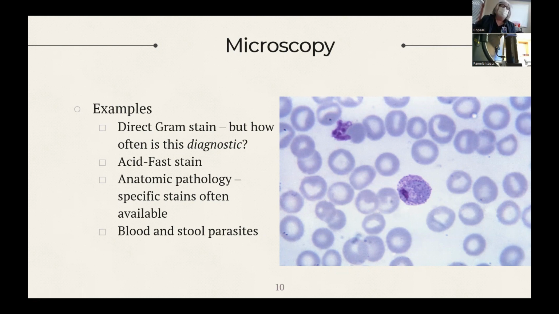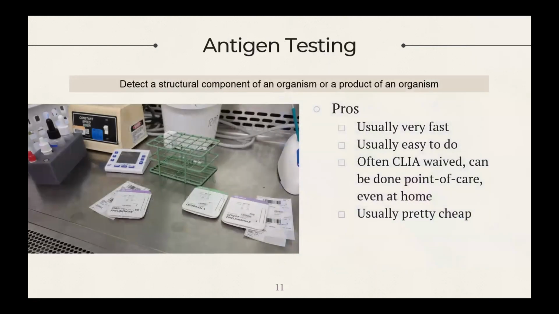So that's microscopy. Let's talk antigen testing, which of course has been all in the news for the last couple of years. So everybody kind of knows what antigen testing is. We are going to detect a structural component of the bug or a product made by the bug. So pros for this approach, it's usually very fast. These tests can be done in 15 minutes up to an hour or so. You can get these done. They're easy to do.